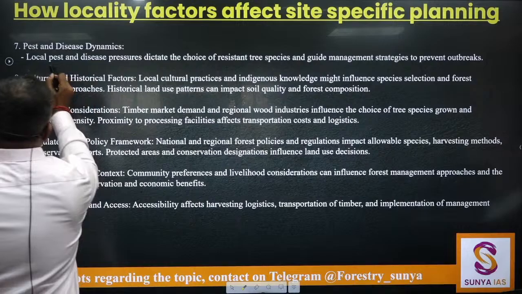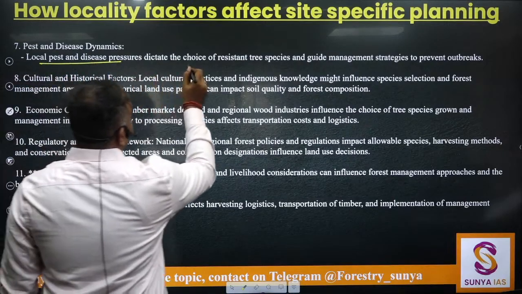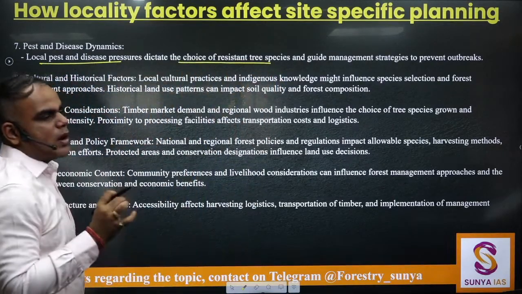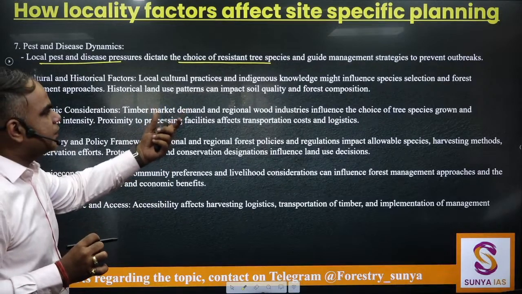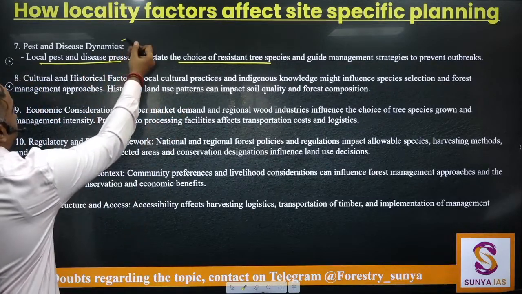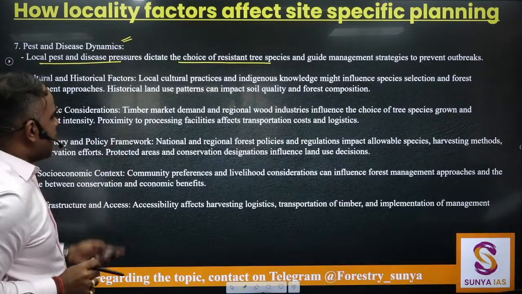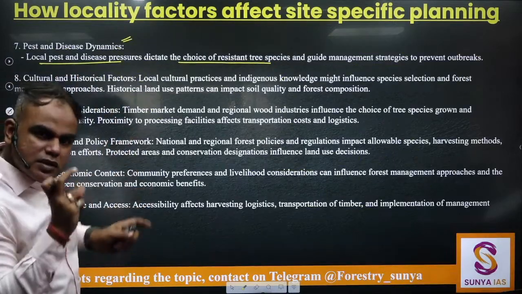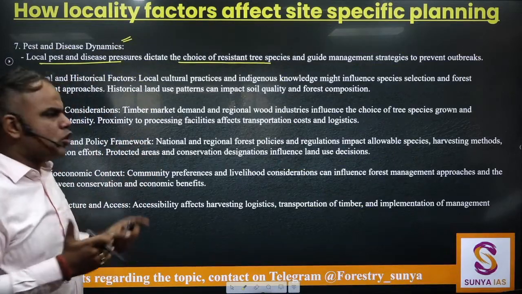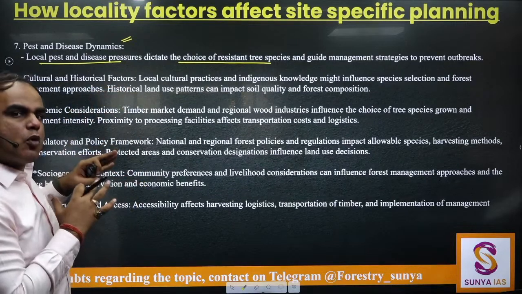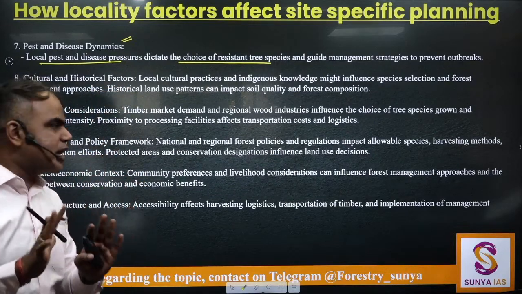So local pests, disease, pressures, etc. This will affect the choice of the species that we have. Okay, so pest and disease we have already seen. We've already seen the examples. I am giving you points; for certain points you can even write an example. You will not be able to write an example for all the points. That is understandable. You don't have to worry about it.